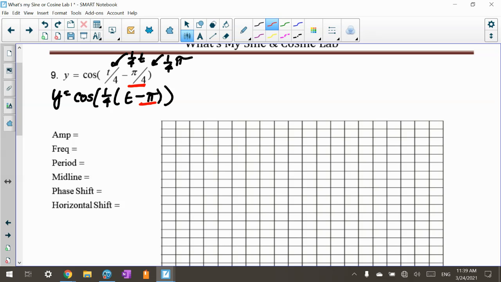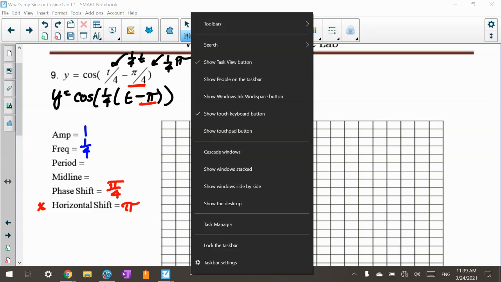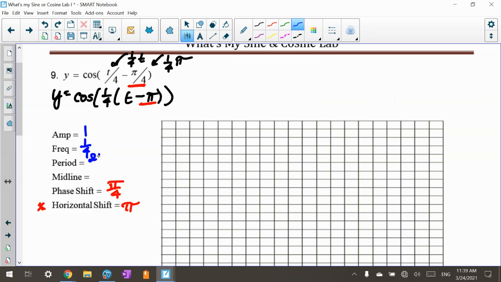So this is what I'm going to be looking at for my phase shift and horizontal shift. So my phase shift on this one, since it's negative, it's going to go to the right, pi over 4, and just write it down. We're not going to do anything with it. This is the important part. The horizontal shift is going to shift to the right, pi, because it's a negative in there. Okay, that's important. Now we're going to go through and do everything else that we know here. The amplitude is 1, the frequency is 1/4. The period is going to be 2 pi over my frequency, so that's 8 pi. My midline, there's nothing adding and subtracting on the outside, is y equals 0.